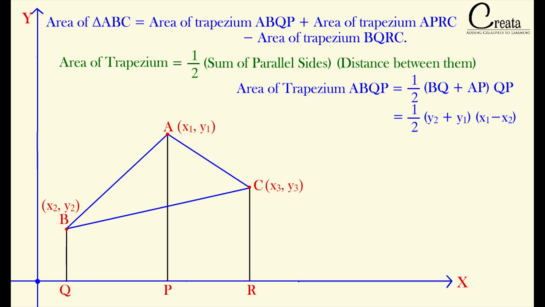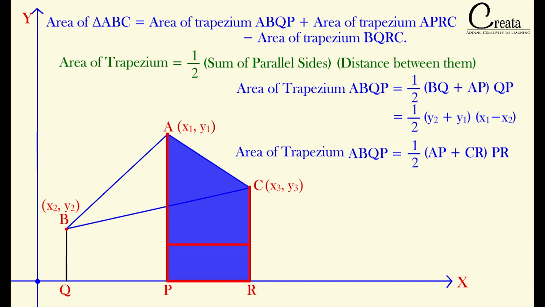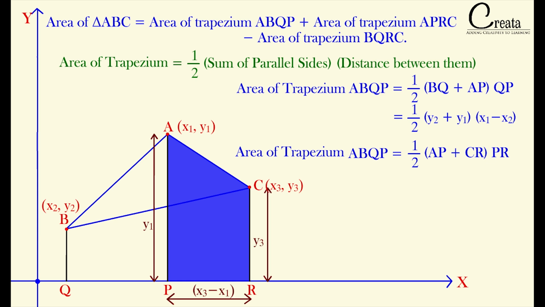Moving further to our next trapezium, that is APRC. What will be the area of this trapezium? The area will be equal to half into AP plus CR into PR. Here AP and CR are the two parallel sides and PR is the distance between these two parallel sides. Here we can write AP as y1 and CR as y3 and PR, that is this distance, as x3 minus x1. The same fundamental we have used. So we got the area of this trapezium as half into y1 plus y3 into x3 minus x1.